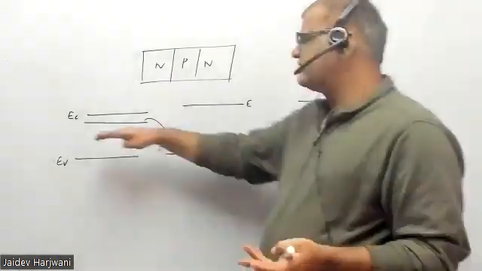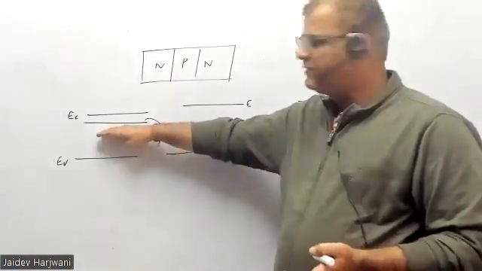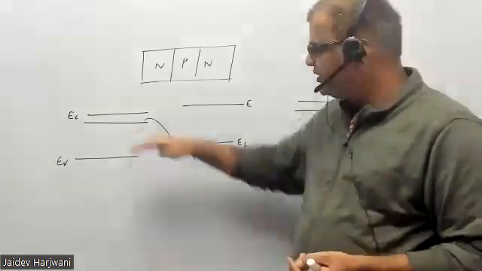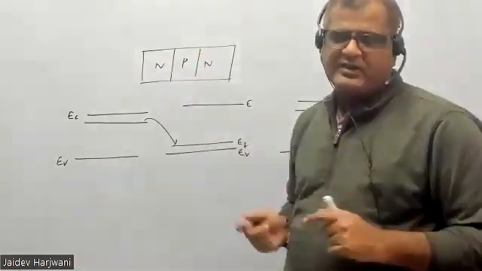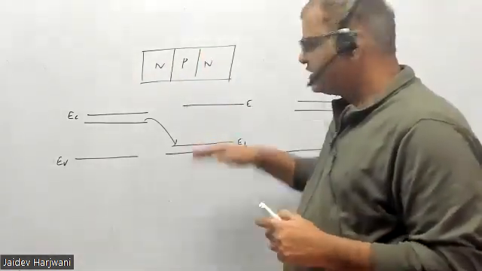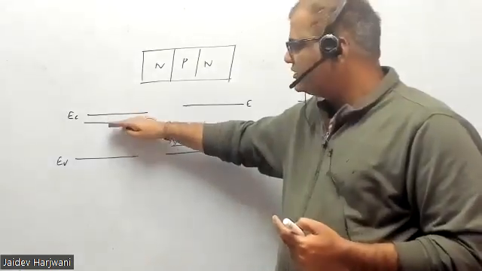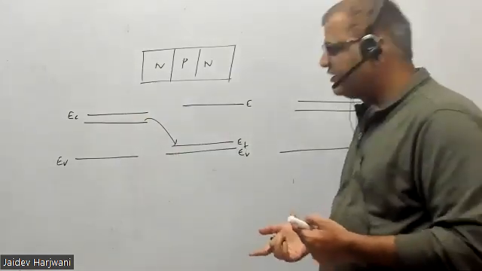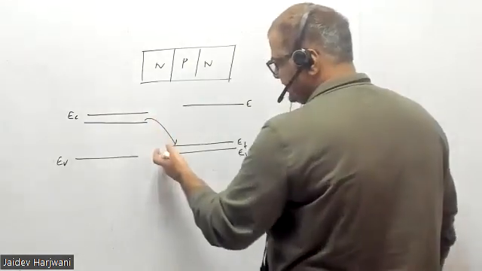Intrinsic means the Fermi level is at the middle. When the Fermi level is close to the conduction band, the nature is n-type. Close to the valence band, the nature is p-type. If you decrease the number of electrons here, the Fermi level will go down, towards the middle part, which is the characteristic of an intrinsic semiconductor. So what will happen if this goes down and this goes up?